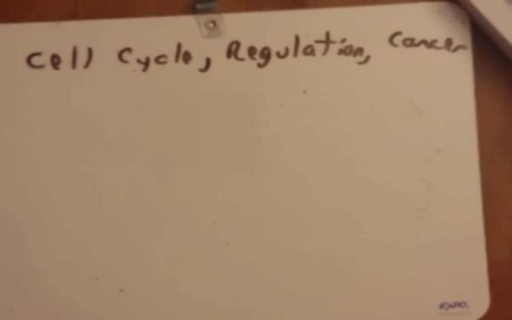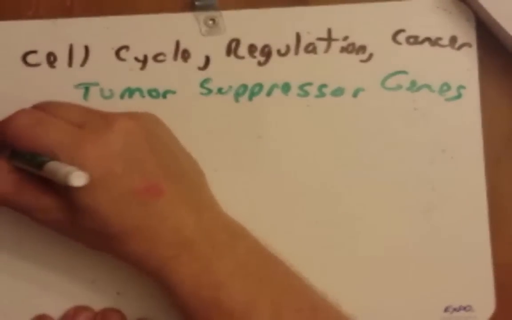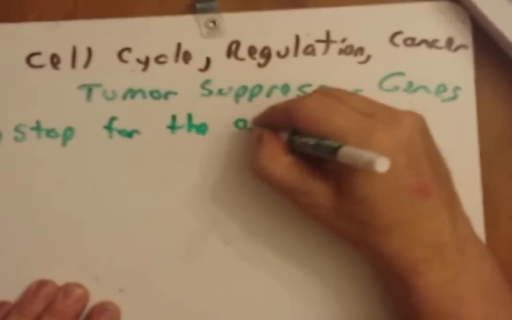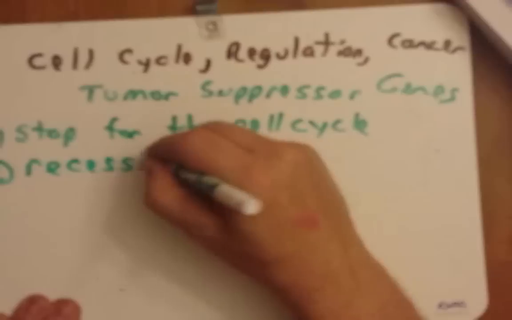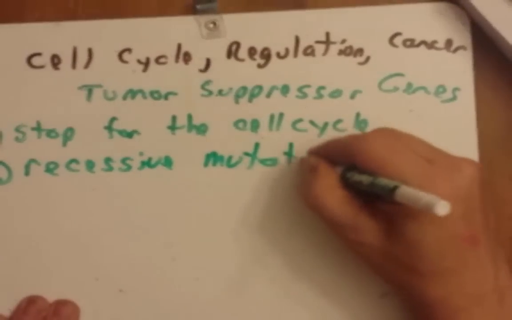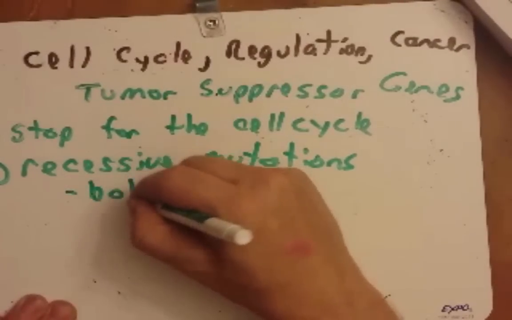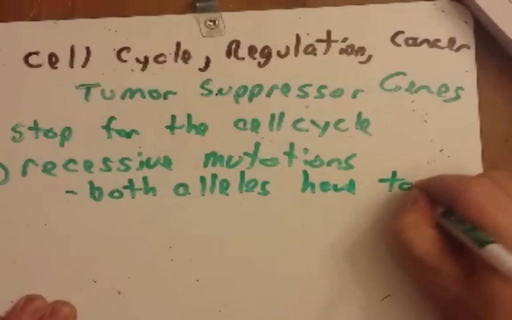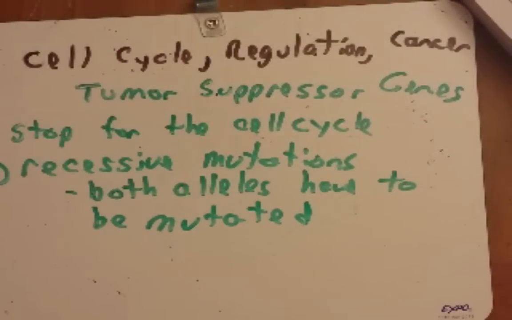So now let's start talking about tumor suppressor genes. Now remember, the tumor suppressor genes are characterized as providing a stop for the cell cycle. Typically, these are recessive mutations, meaning that both copies, both alleles, have to be mutated. As long as one good copy is there, one unmutated copy, that's usually enough to stop the cell cycle.